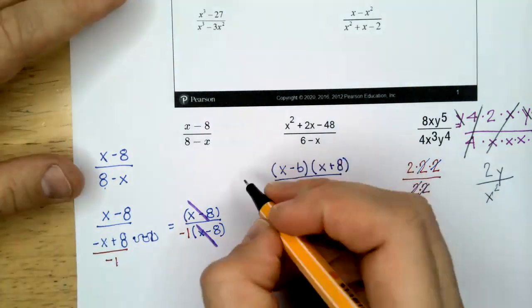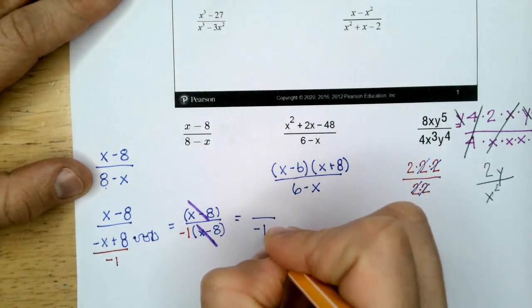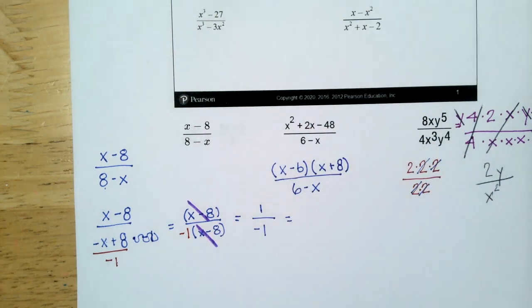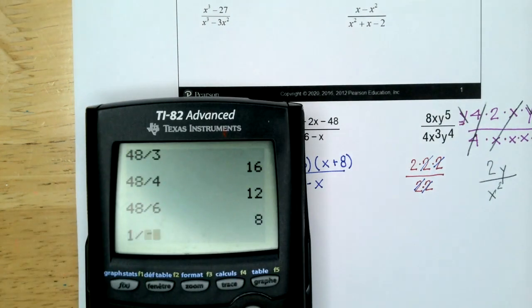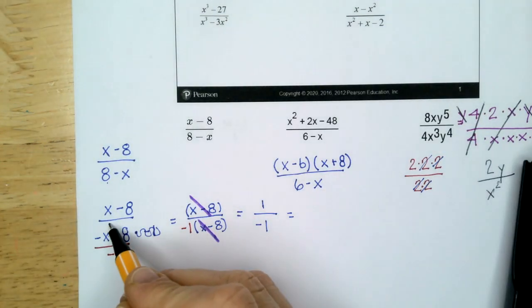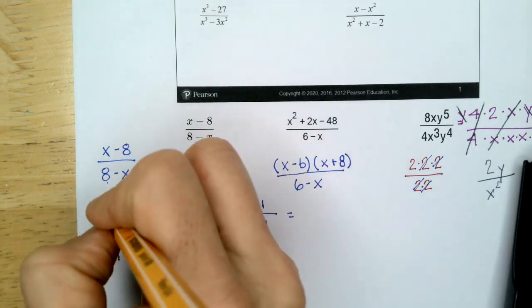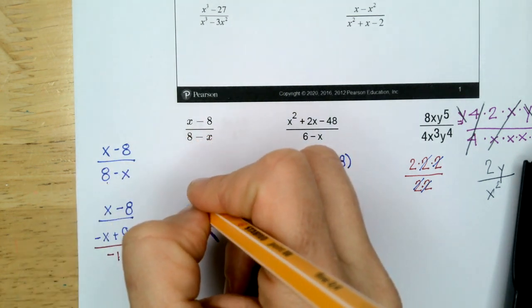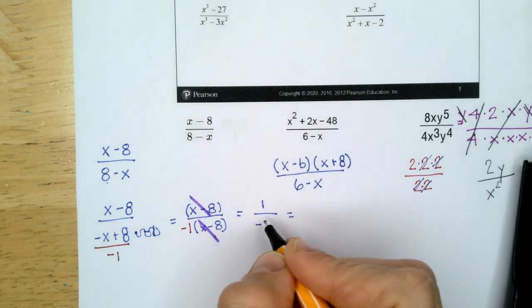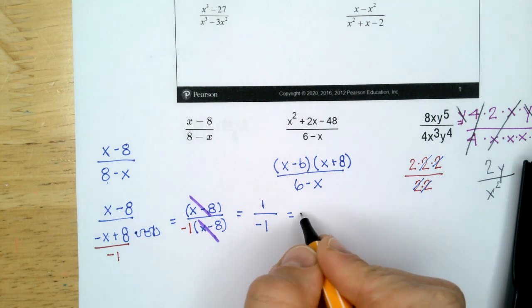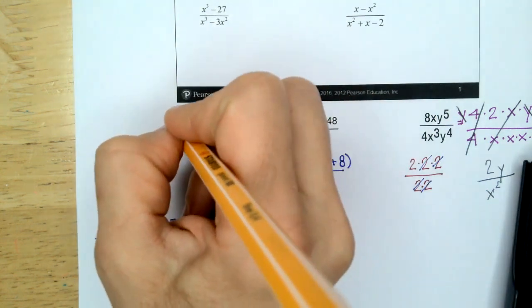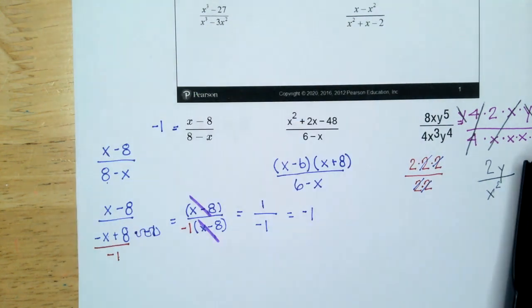Now this is just negative 1. If there's nothing on top, you just put the number 1 on top, okay? What is 1 divided by negative 1? It's negative 1. Just like we could have factored out a negative 1 on top, and then this would have been negative x plus 8, which would have matched the bottom, and we would have had a negative 1 on top, positive 1 on the bottom. Negative 1 divided by positive 1 is also negative 1. Either way, this factors to a negative 1.